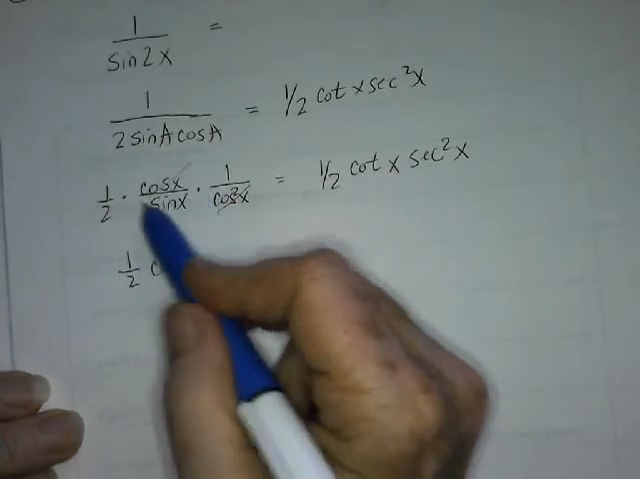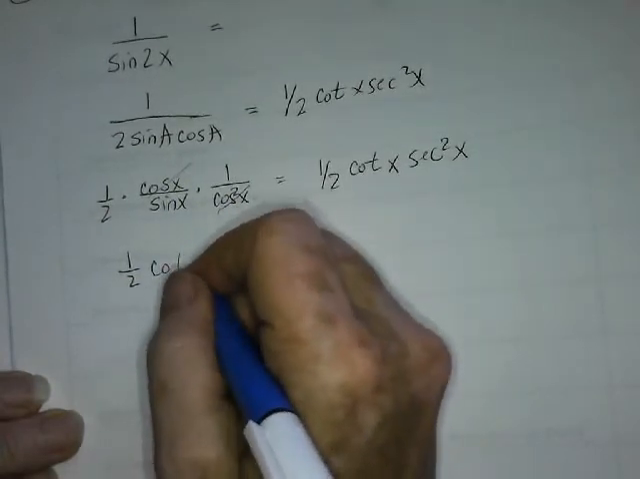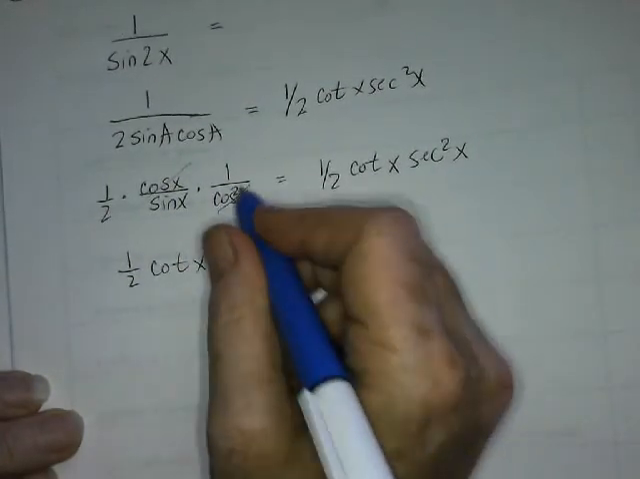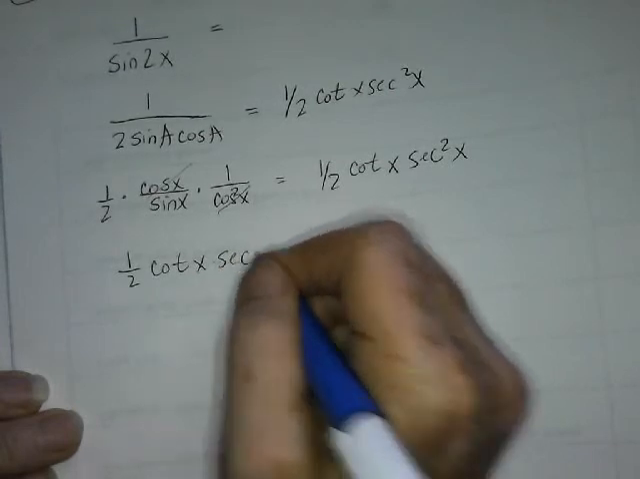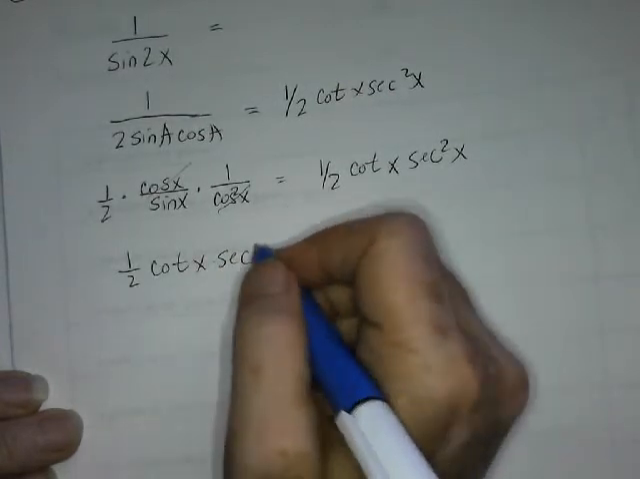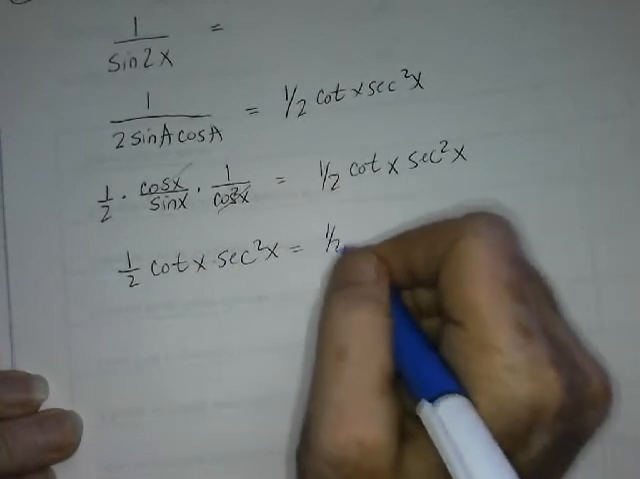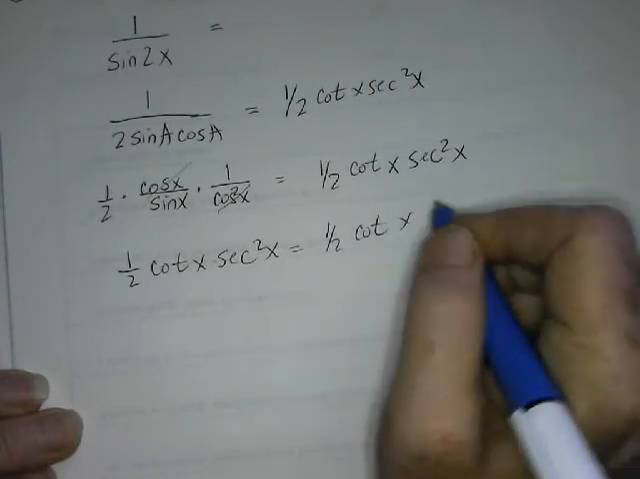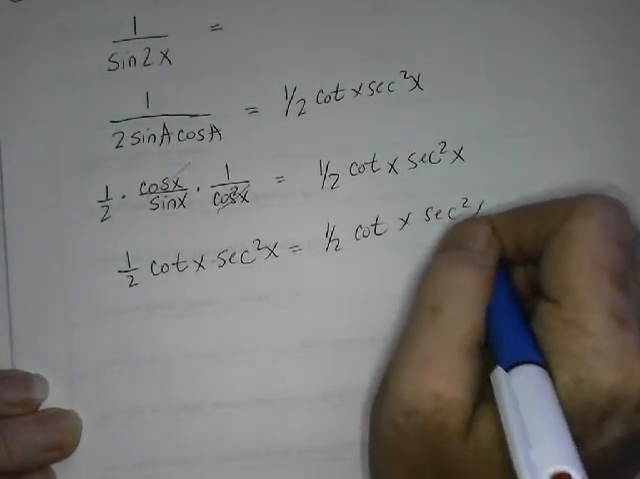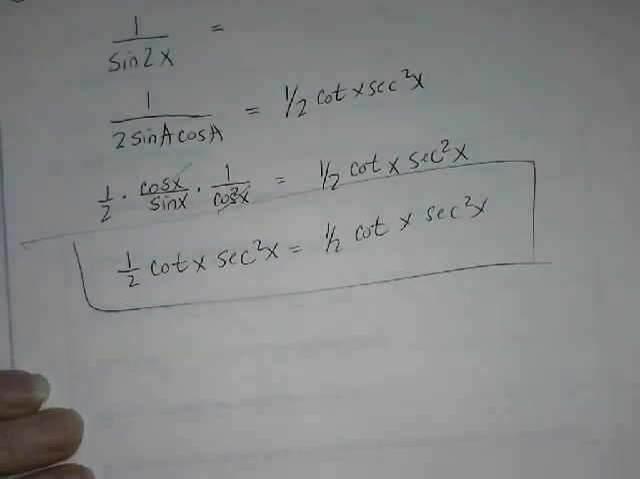Right, because this thing right here is cotangent. And this thing right here is secant. Okie dokie.